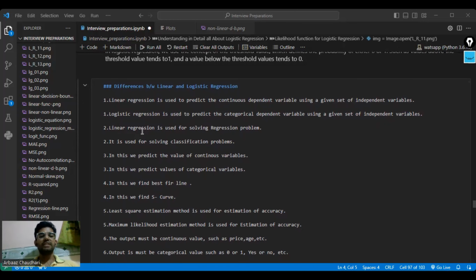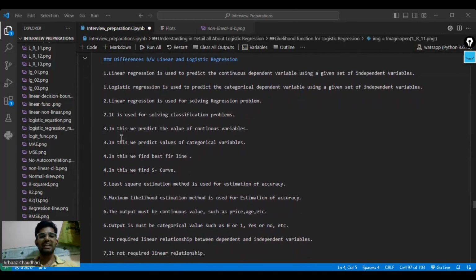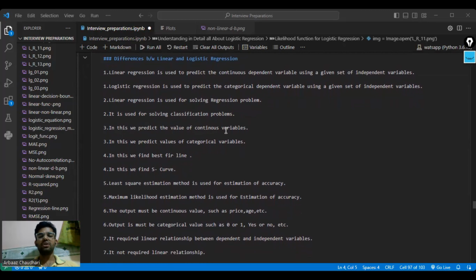The second difference is that linear regression is used for solving regression problems, like the continuous y we are finding in linear regression. And in classification, we are solving the classification problem, whether the data points are coming in class 0 or class 1. That's the point written in point 2. Let's see what point 3 is. In this, we predict the values of continuous variables. The main goal of linear regression was to predict the values of a continuous variable like salary, which we saw in the linear regression video.